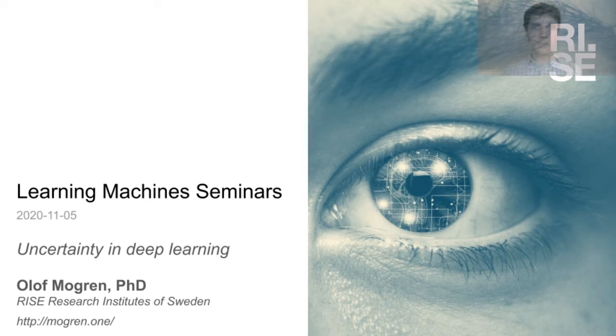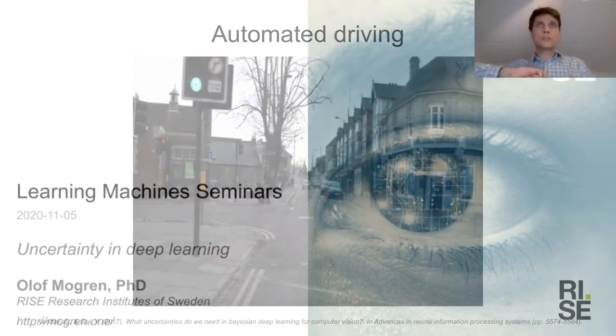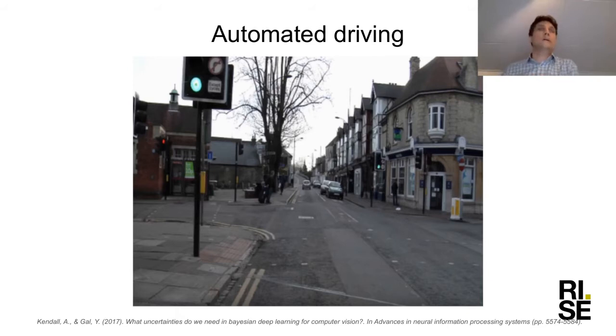Okay, welcome here, everybody. Today's talk is going to be about uncertainty in deep learning. We'll start by considering the setting of automated driving.